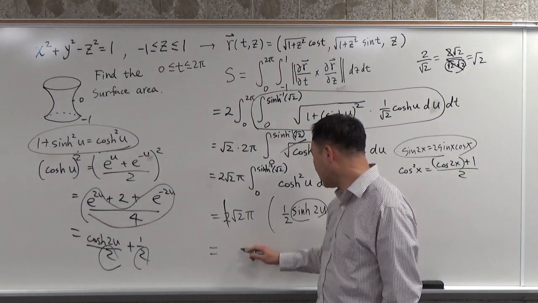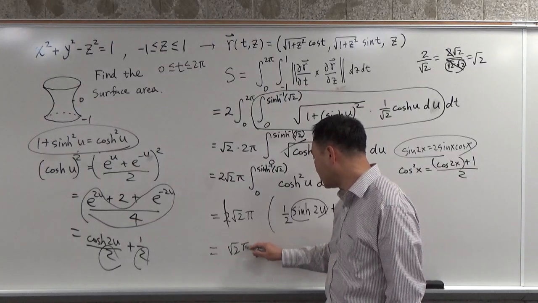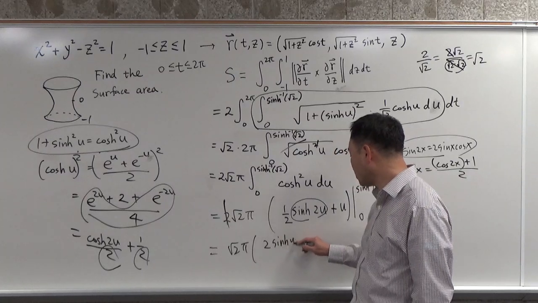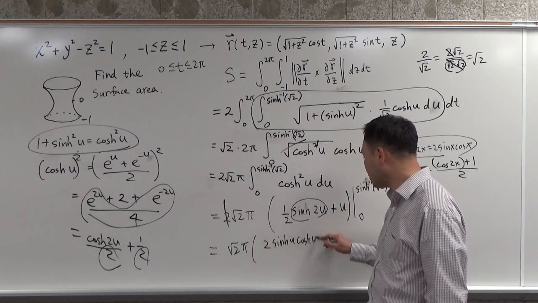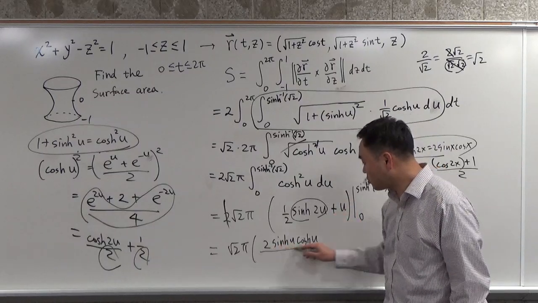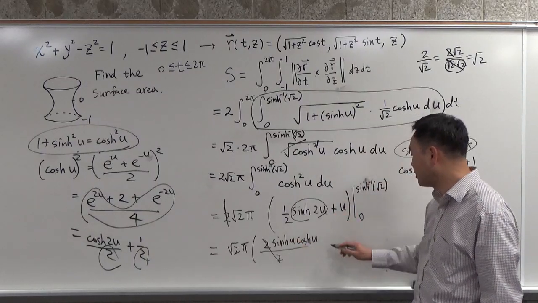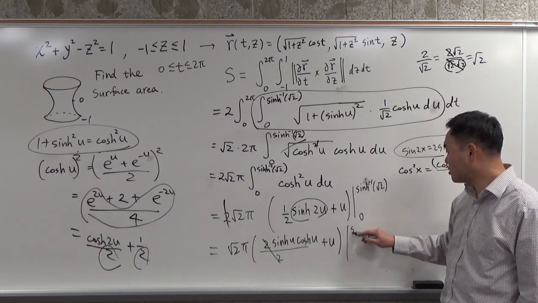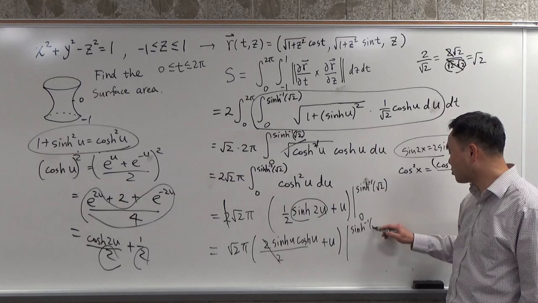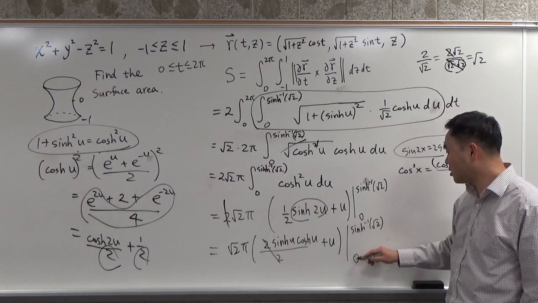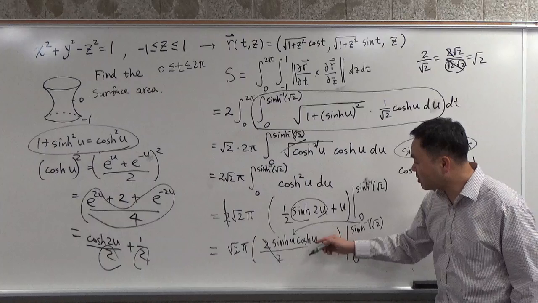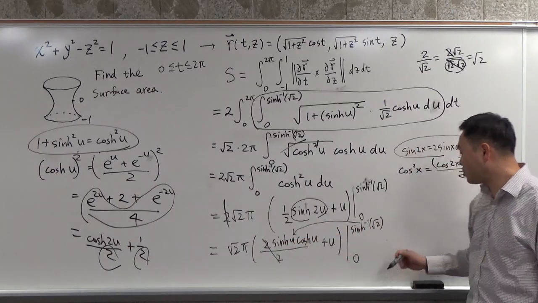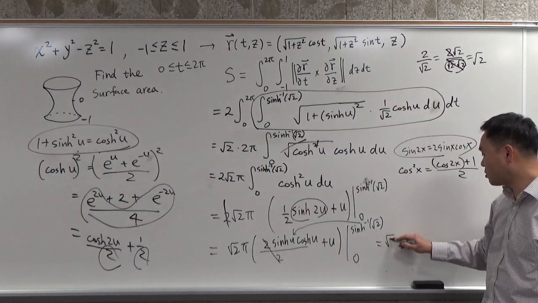So that's going to be square root of 2 pi, 2 sinh of u cosh of u is the same thing as sinh 2u, but there's a 2 downstairs, so these are going to cancel, and then plus u, and then we're plugging in sinh inverse of square root of 2, and then 0. And then when this goes in here, the sinh and sinh inverse cancel, so that just gives you square root of 2.